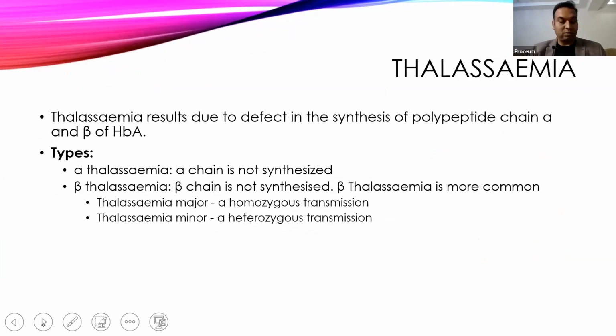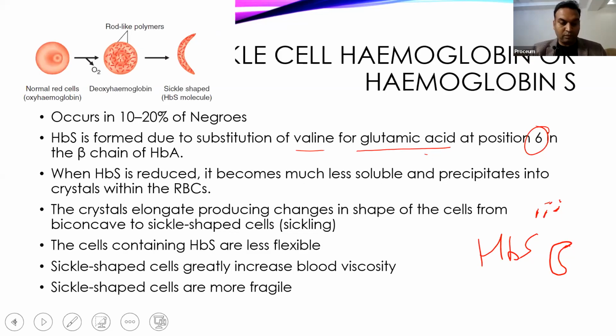Now, sickle cells are of two types. Fragile means easily broken. It can break easily, like glass. If you compare wood and glass, glass is much more fragile than wood. So something that breaks easily is fragile.